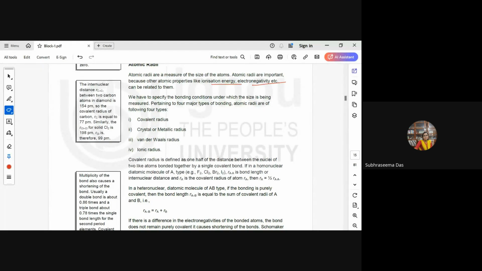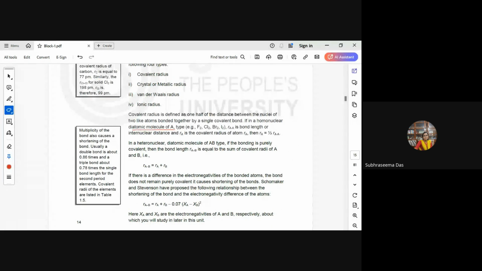Suppose we consider a homonuclear diatomic molecule such as F2 or Cl2, and their internuclear distance is given as R. So the covalent radius, r_A, is equal to half of the bond distance between the two atoms. That is, r_A is equal to R by 2, half the bond length between the two atoms. This is the calculation of covalent radius in a homonuclear diatomic molecule.